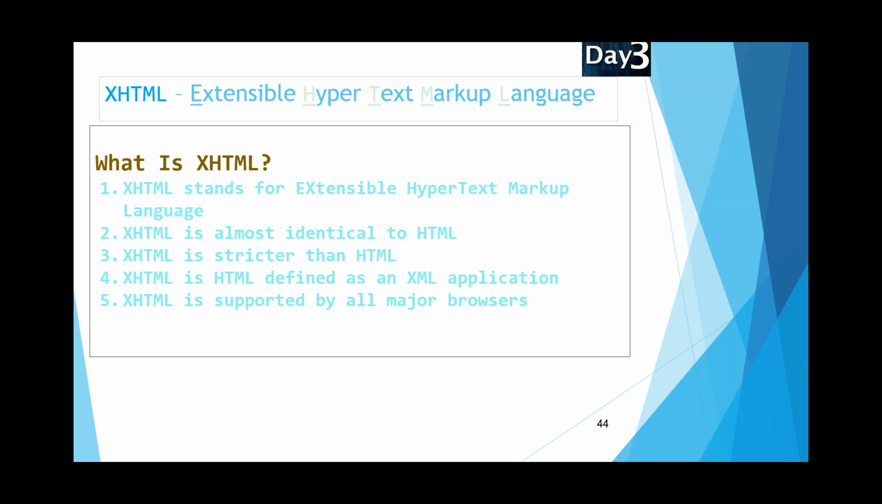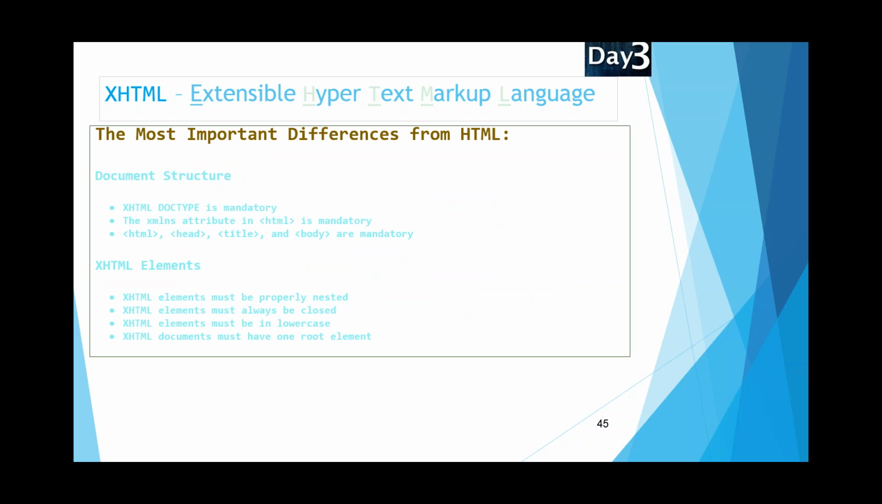So XHTML is HTML defined as an XML application, supported by all major browsers. Okay, there is no difference. Don't bother about XHTML and HTML as two variants, there is no real difference, just a few more features added to the existing HTML. So the differences between HTML and XHTML are that doc type is mandatory.